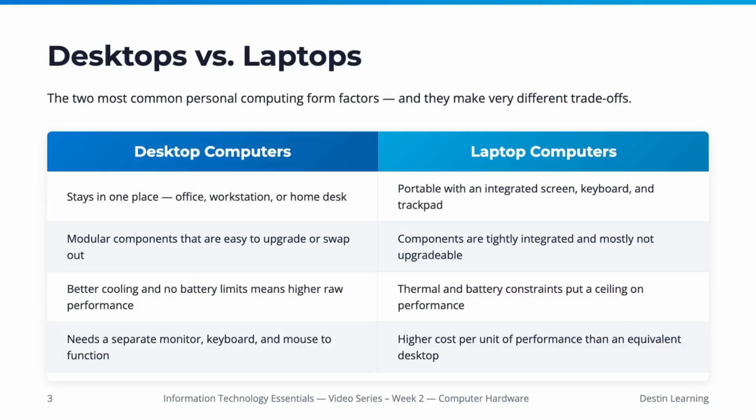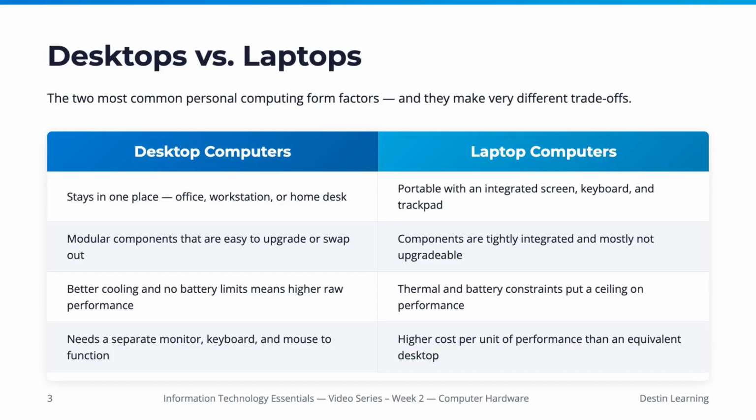Let's begin by comparing the 2 most common personal computing form factors, desktop computers and laptops. Desktops remain stationary at an office desk or workstation, offering modular components that make upgrades and component replacements straightforward. With ample physical space and superior cooling, desktops deliver high raw performance without battery limitations.